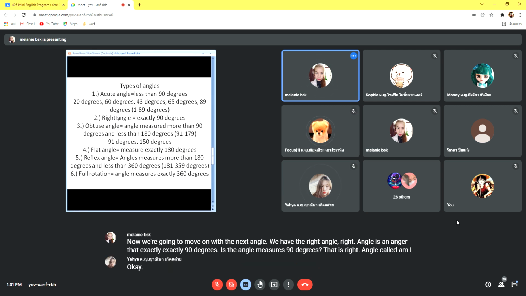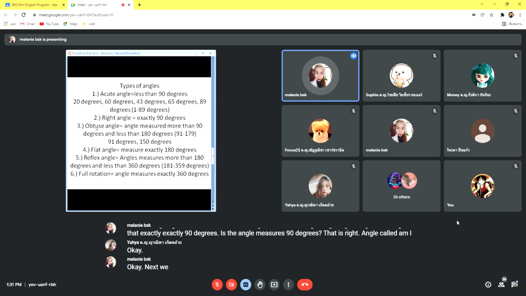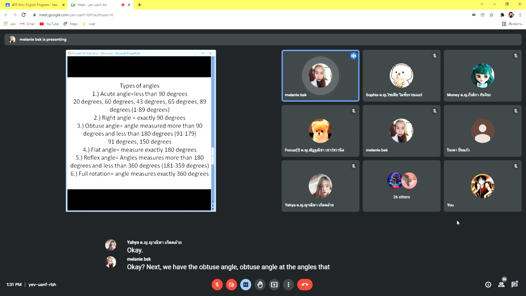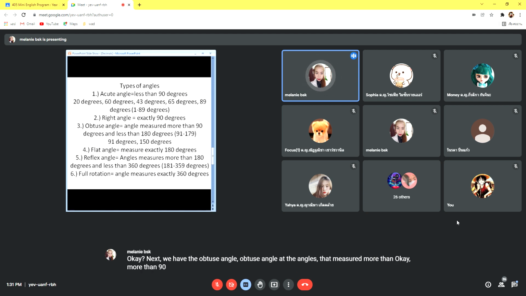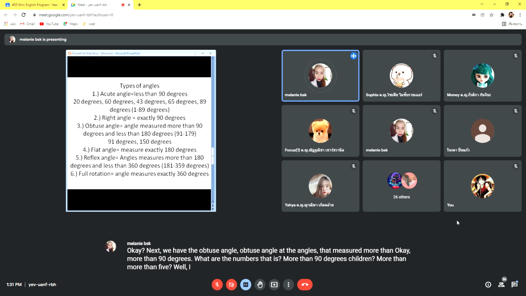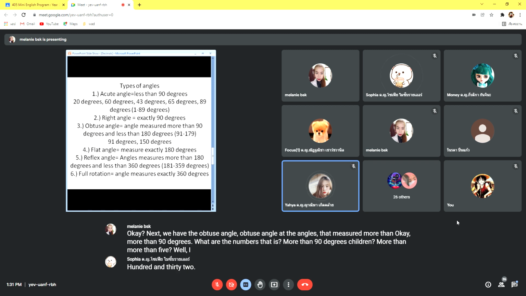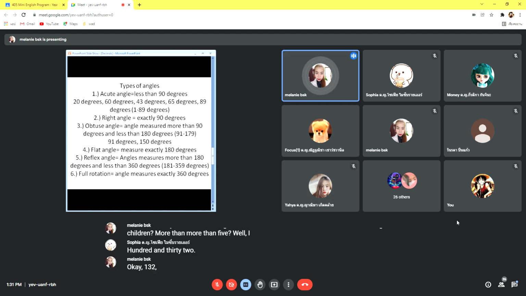Okay. Next, we have the obtuse angle. Obtuse angles are the angles that measure more than 90 degrees. What are the numbers that are more than 90 degrees, children? More than, what does it mean? 132. Okay, 132. What else?